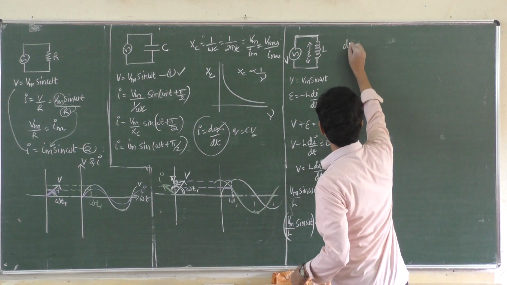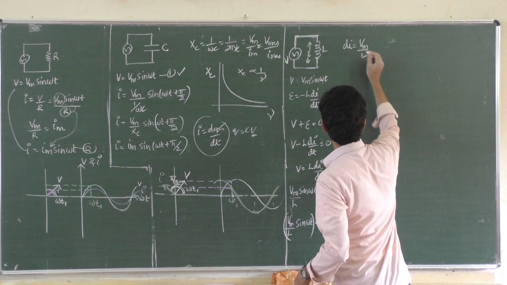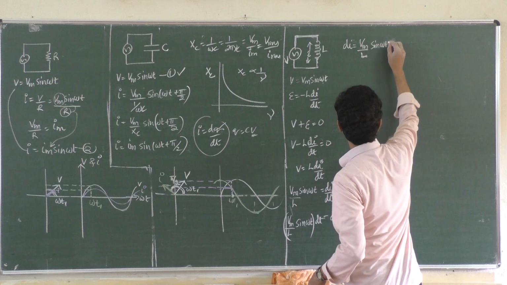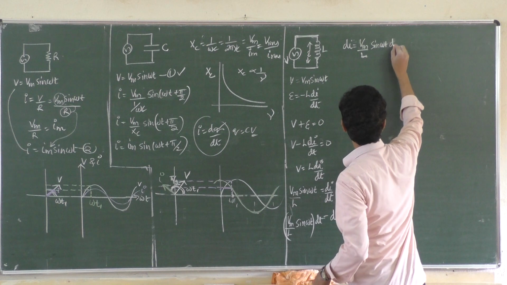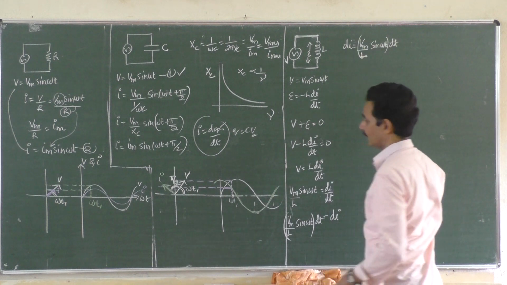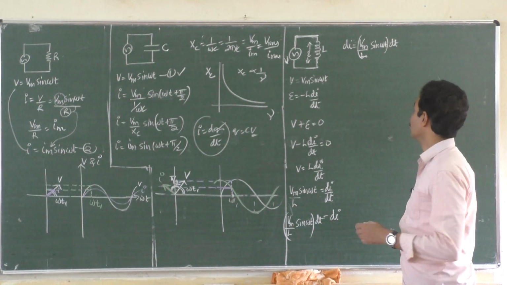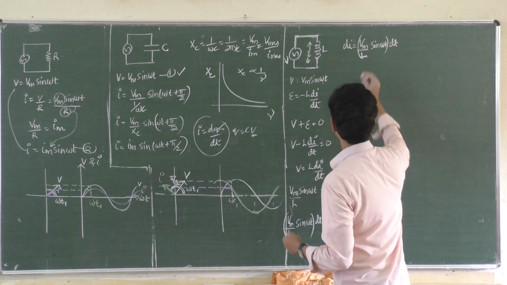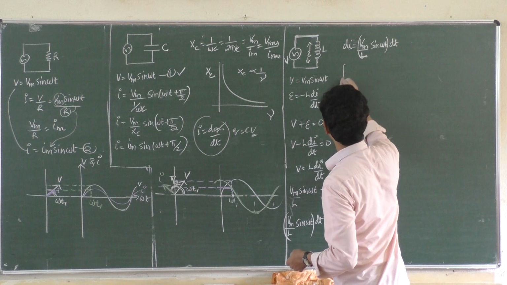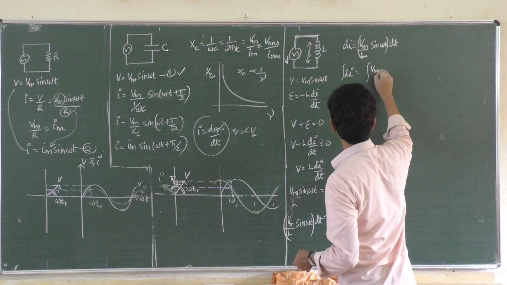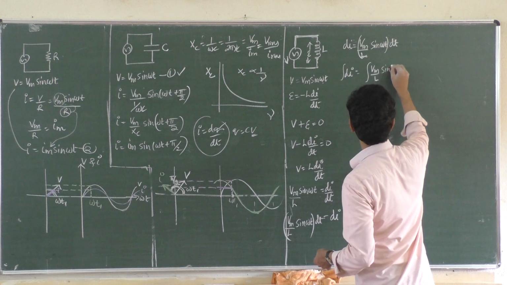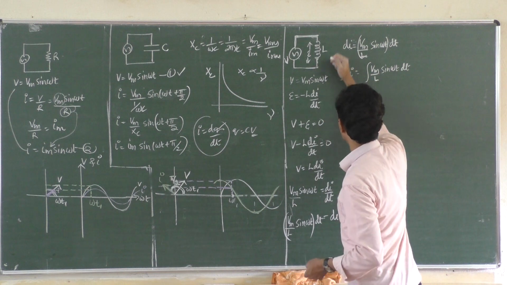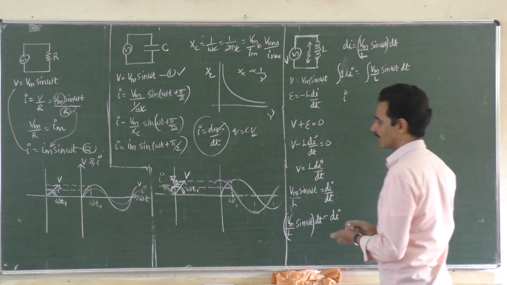So I will write it here, di is equal to Vm by L sin omega t dt. Now integrate this. Let the current increase from 0 to I and let the time vary. We can integrate in general terms. Integration of di is equal to integration of Vm by L sin omega t dt. What is the integration of 1 di? That is I. Of course, here you have 1 into di, which is the same as writing di.